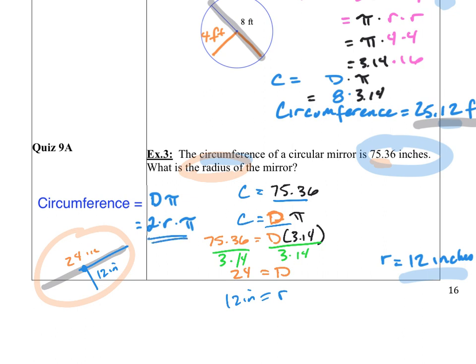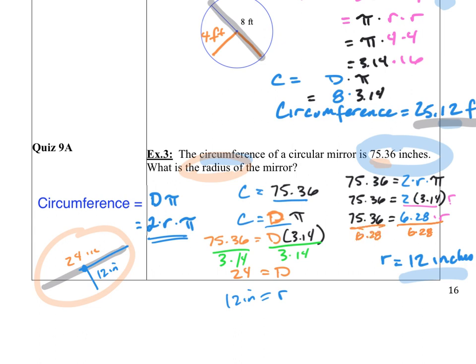But we're going to go back to this formula. So we're going to have that 75.36 equals 2 times the radius times pi. Now, I'm going to simplify some things here. So I'm going to have 75.36 equals 2 times 3.14 times the radius. Okay, I'm going to simplify this again. 2 times 3.14 is 6.28, which of course means now I'm going to go ahead and divide both sides by 6.28. And I get that the radius equals 12 inches. Okay, r equals 12 inches.